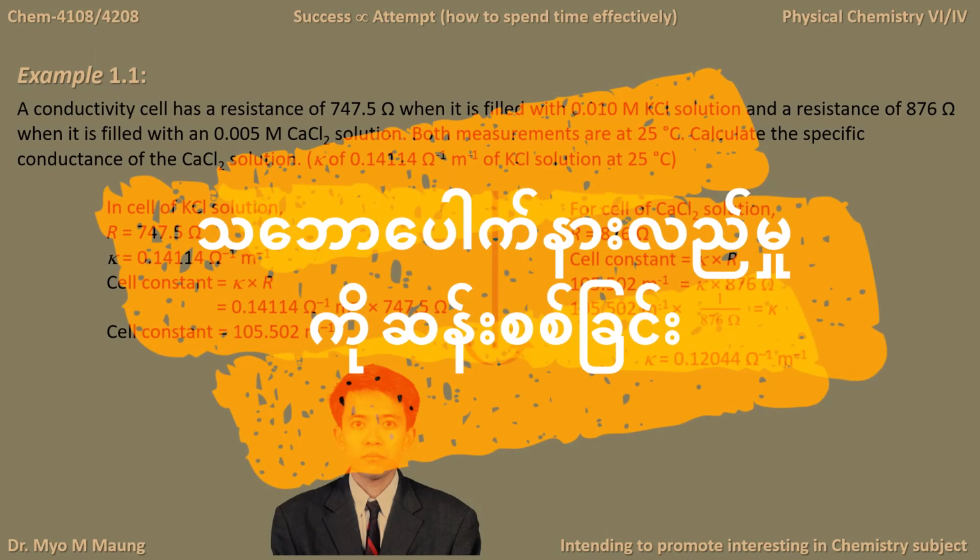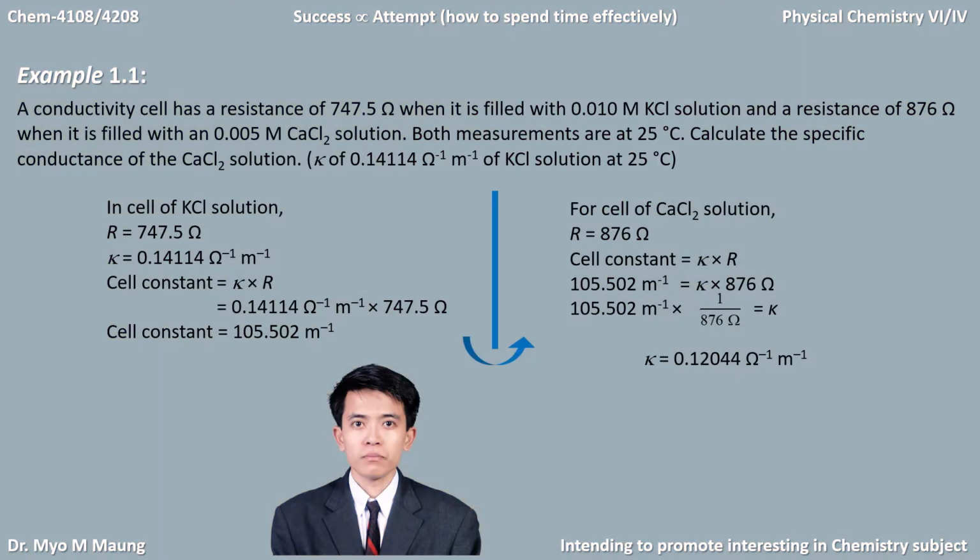So, shall we compute example 1.1? The problem is that a conductivity cell has a resistance of 747.5 ohm when it is filled with 0.010 molarity KCl solution, and a resistance of 876 ohm when it is filled with 0.005 molarity CaCl2 solution. Both measurements are at 25 degrees Celsius. Calculate the specific conductance of the CaCl2 solution, given that kappa of KCl solution is 0.14114 per ohm per meter at 25 degrees Celsius.